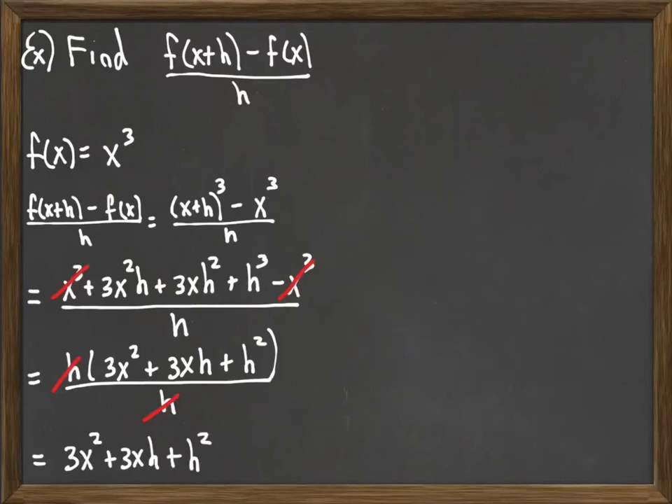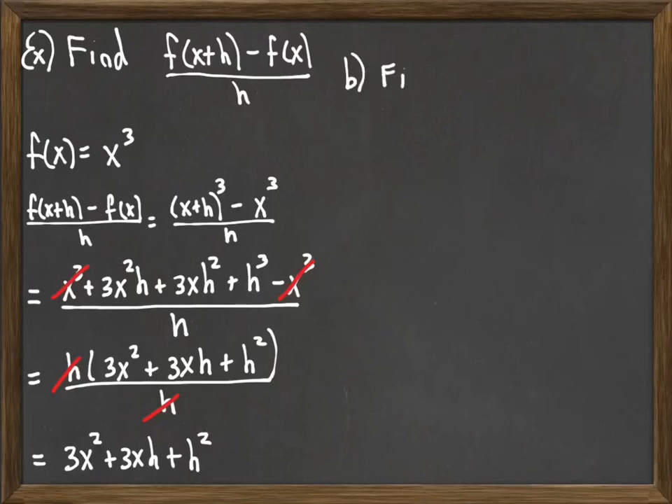That's a formula that will tell us the slope of the secant line if we know the x value and we know how far away from it we're going for our second point. In other words, the distance we're going away, h, whether h is positive or negative.